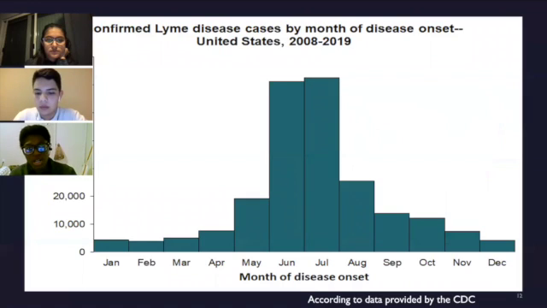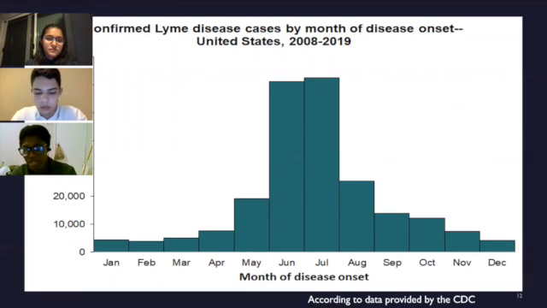So this is a graph showing the confirmed Lyme disease cases on a month-by-month basis over 2008 to 2019. It shows that there are lower cases in the starter months, but picking up around May, June, and July, the summer months, that's when there's a higher chance of contracting Lyme disease.